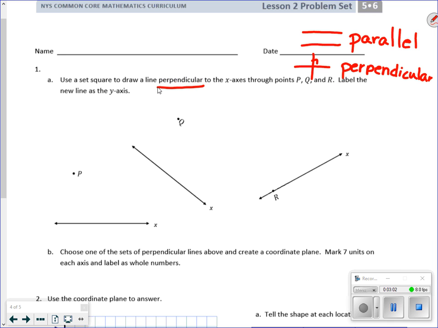So this right here, I would probably really use a ruler for this, just to try to make it as straight as possible. So where I've got point P with line X, point P says use a set square to draw a line perpendicular. So my line right there, perpendicular, intersects, crosses through, not parallel, crosses through and creates a 90-degree angle.